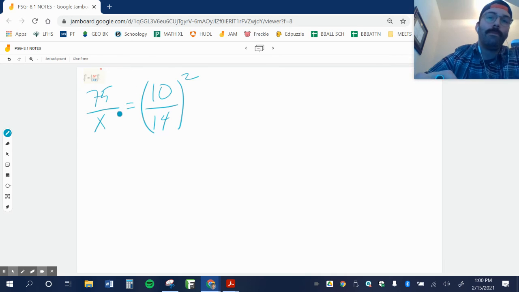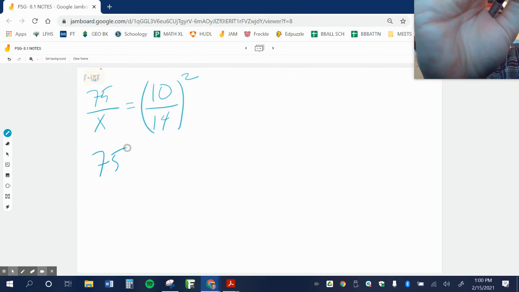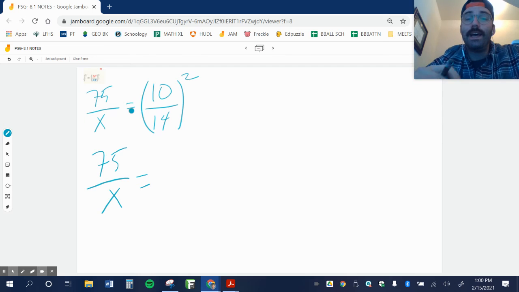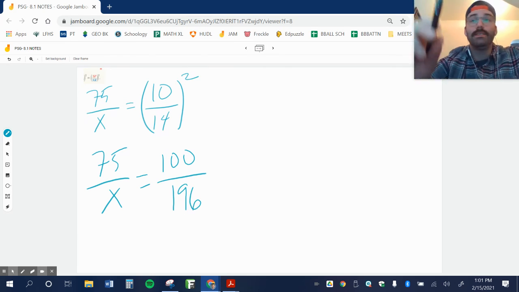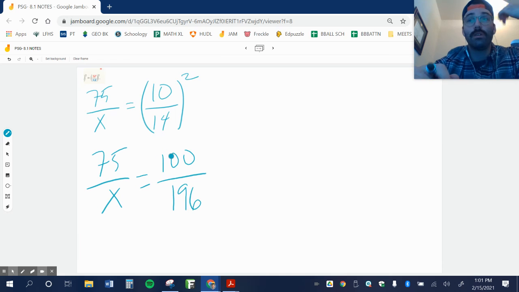We'll see. So, as I do this work, I need to remember, 75 over X, that's not going to change. When I square these sides, I have to square the numerator and the denominator individually. I'm going to do them both. So 10 squared is 100, 14 squared is 196. I need to square the top and the bottom. I can't just square the 10. It's not going to be fair to the 14. I have to square both.